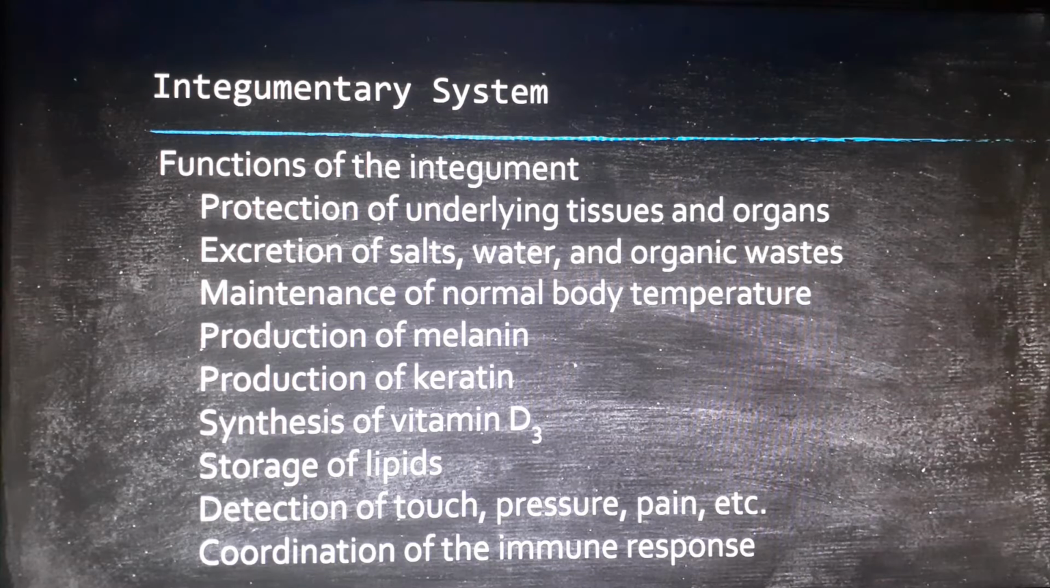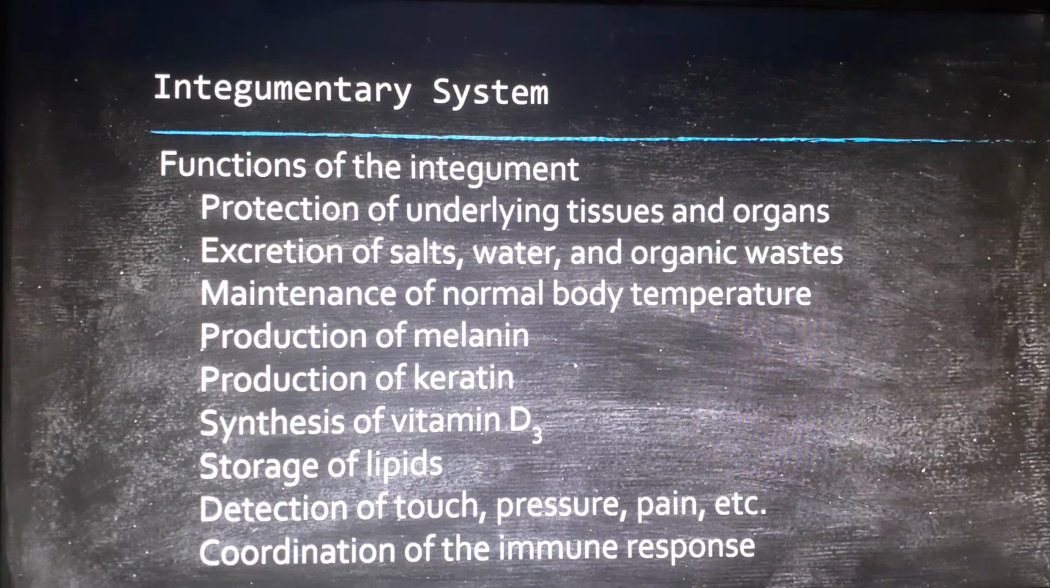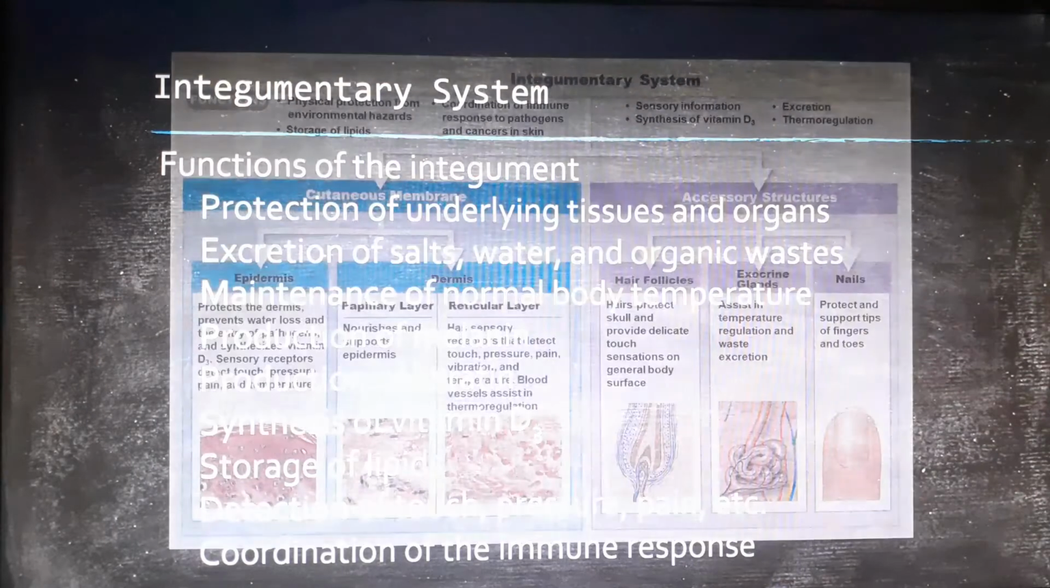It helps you control your body temperature. It produces a pigment protein called melanin, which gives your skin its beautiful color. It produces a waterproofing protein called keratin. It helps you make vitamin D3 and activate it by going in the sunlight. It helps store lipids in the hypodermis. It helps you detect touch, pressure, pain, and it helps coordinate the immune response. So it's a very, very busy organ system.